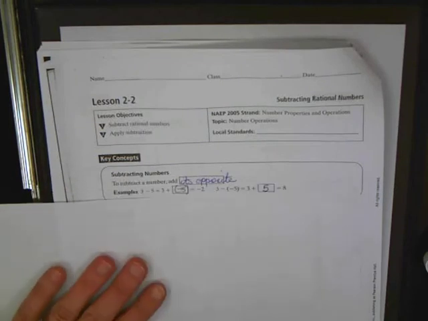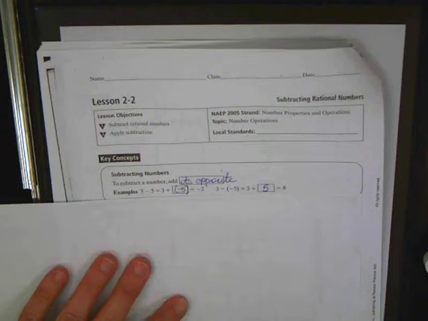We're going to subtract rational numbers and then apply subtraction in various situations. Okay, I have started writing the notes a little bit. I will try to go slow enough that you can copy them down. Of course, you can always pause if I have gone too fast.